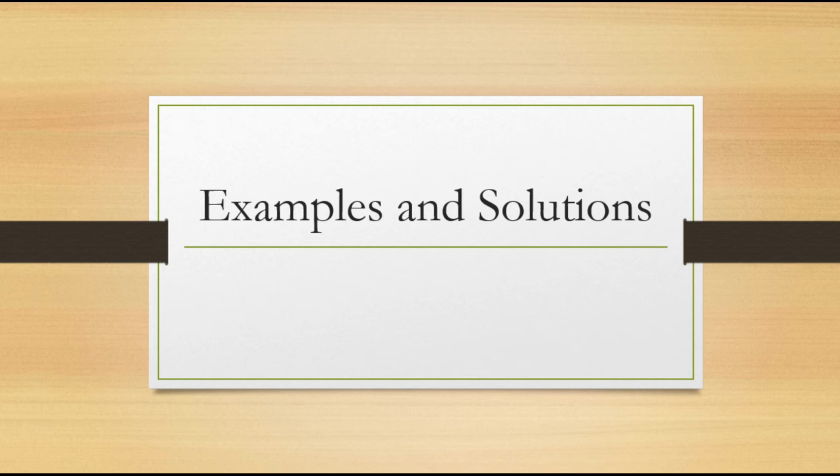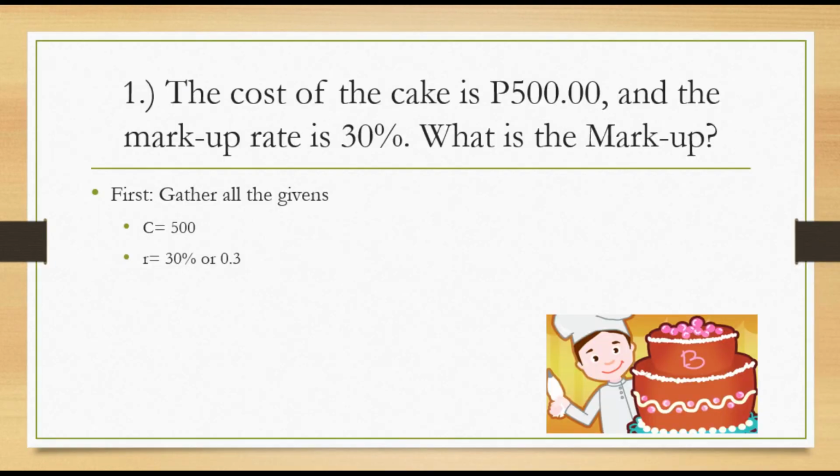Now, para maintindihan natin lalo yung lesson, let's have examples and solutions. First example, the cost of the cake is 500 pesos and the markup rate is 30%. What is the markup? To solve this, we need first to gather all the givens. So, meron tayong C is equal to 500. C is the cost. And the r is the markup rate, which is 30%. Now, convert natin yon, magiging 0.3. Ang tanong dito, what is the markup?